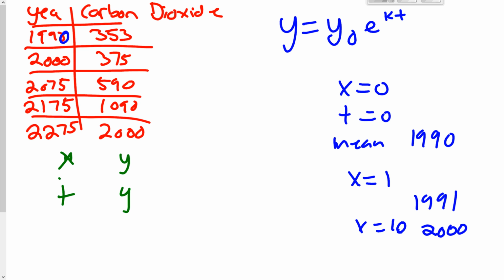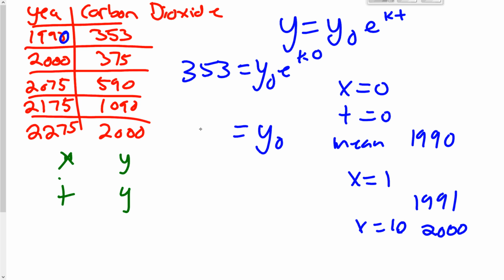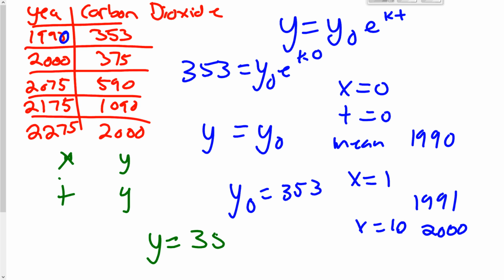What's my y at 1990? That's 353, y sub 0 e to the k times 0. But I don't need to do that because I know when my t is 0, y sub 0 is equal to y, and my y is 353, so y sub 0 equals 353. Now we can start writing our function. y equals 353 e raised to the kt. Now we have to find our k.